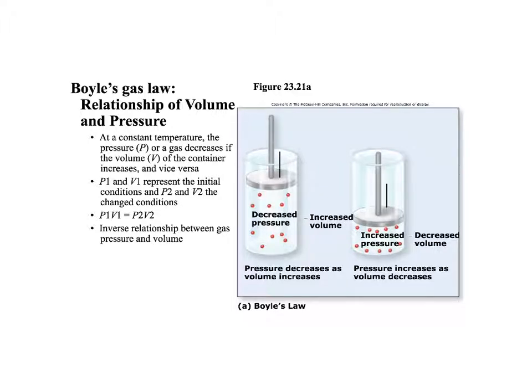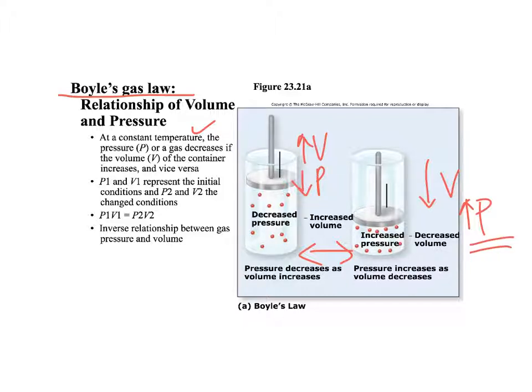Now this is one of the gas laws. It's called Boyle's law. Boyle's law is basically saying that there is a relationship between pressure and volume. At a constant temperature, the pressure of a gas decreases if the volume increases and vice versa. So we have the same amount of gas in both of these. If we increase the volume, the pressure is going to drop. If we decrease the volume, the pressure that gas is under is going to go up.